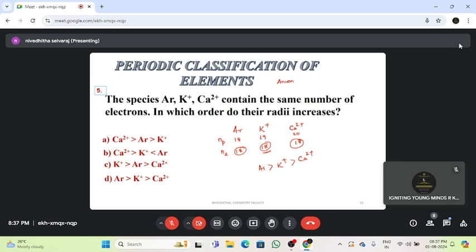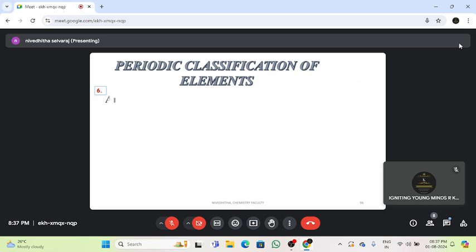Always an anion's size will be greater than the atom. An atom's size will always be greater than the cation. As far as cations are concerned, if the positive charge increases, the size of the species decreases. And as far as anions are concerned, if the negative charge increases, the size of the anion increases. Okay, that's it. So here the order is option 4. Now we'll move on to the next question.